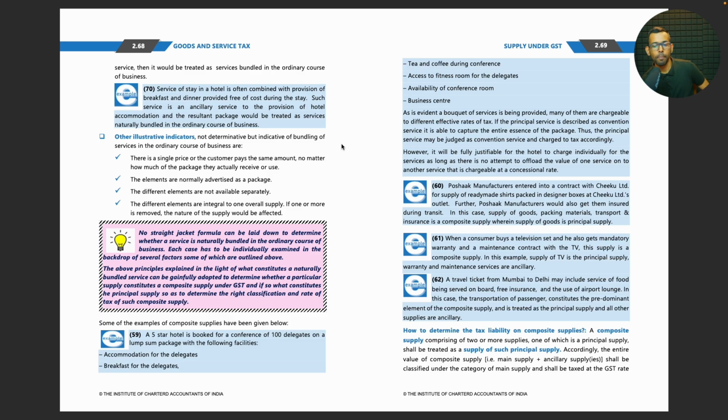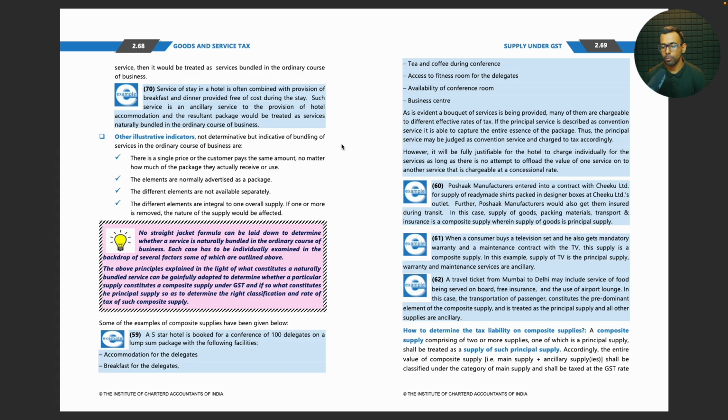When a consumer buys a television set, he also gets a mandatory warranty and a maintenance contract with the TV. This supply is a composite supply. In this example, supply of TV is the principal supply. Warranty and maintenance services are ancillary.